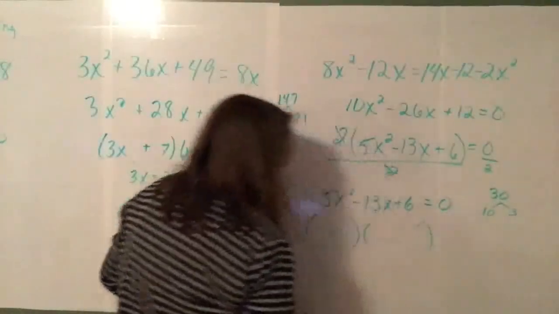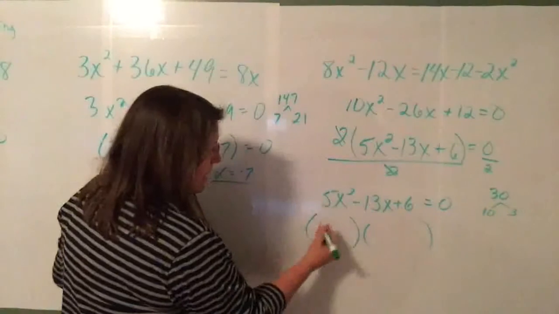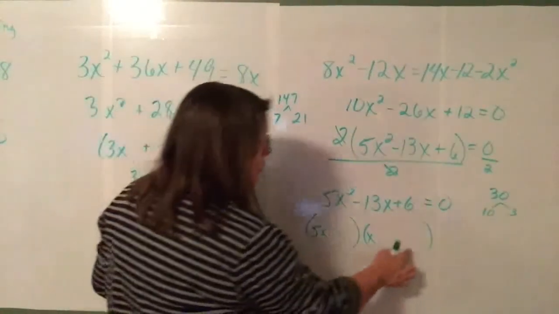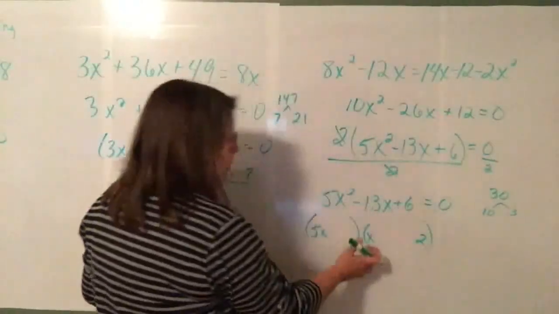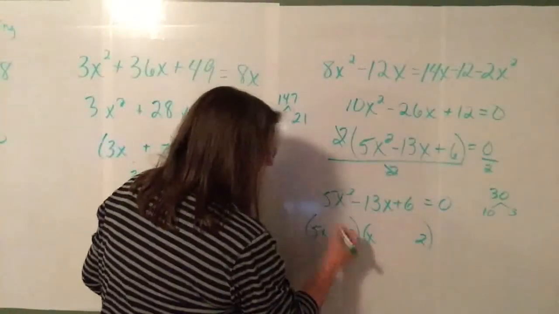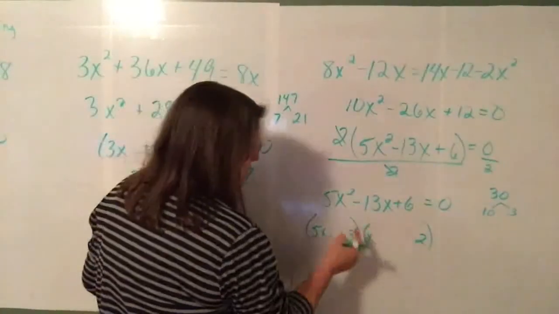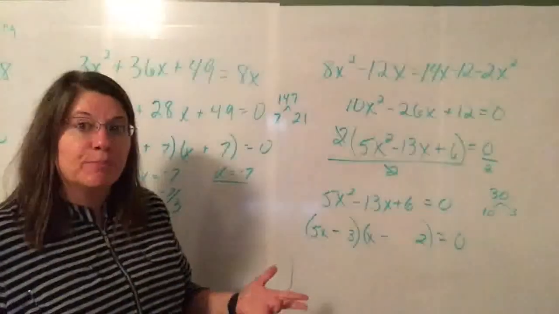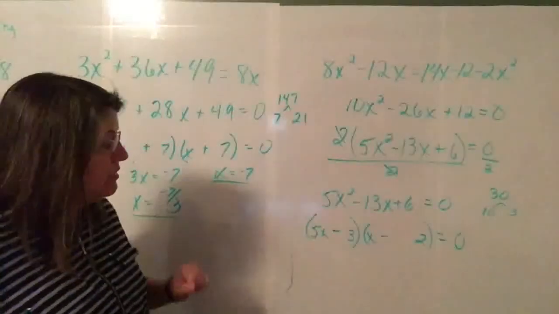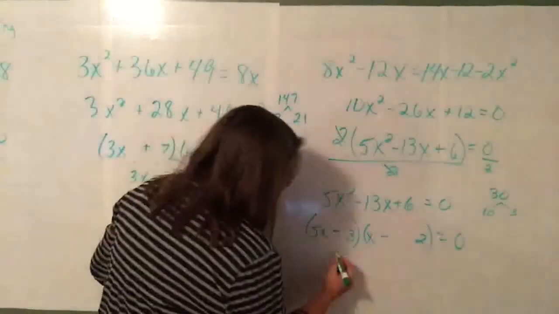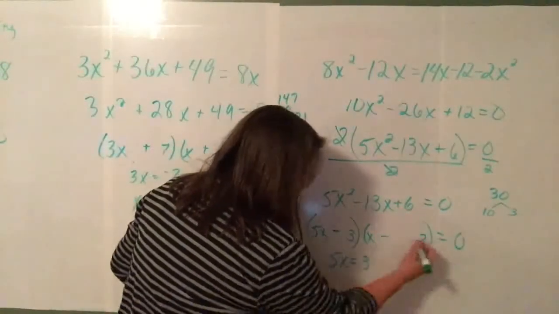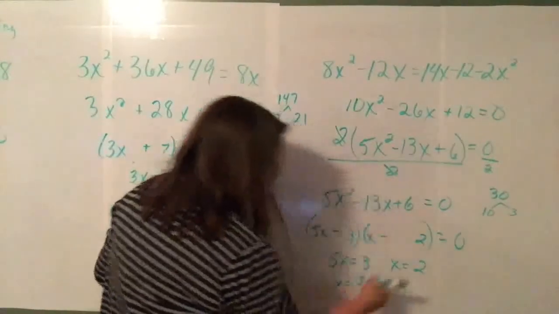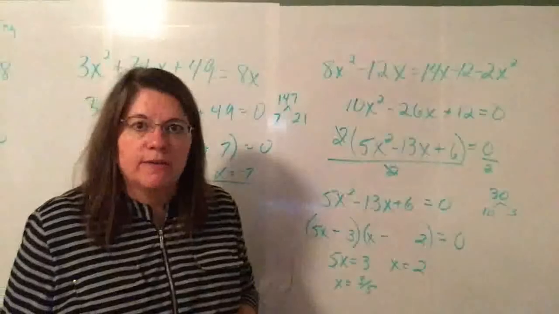So if I do my two sets of parentheses, I know the factors of 5 are 5x and x. And then 5 times what gives me 10? Well, that would be 2. And 1 times what gives me the 3? That would be 3. The plus tells me these are the same sign. They're both minus, and they're both equal to 0. And then I simplify, or set each of these equal to 0 to solve. So 5x equals 3. X equals 2. So here x equals 3/5, and x equals 2 are the two roots of this equation.